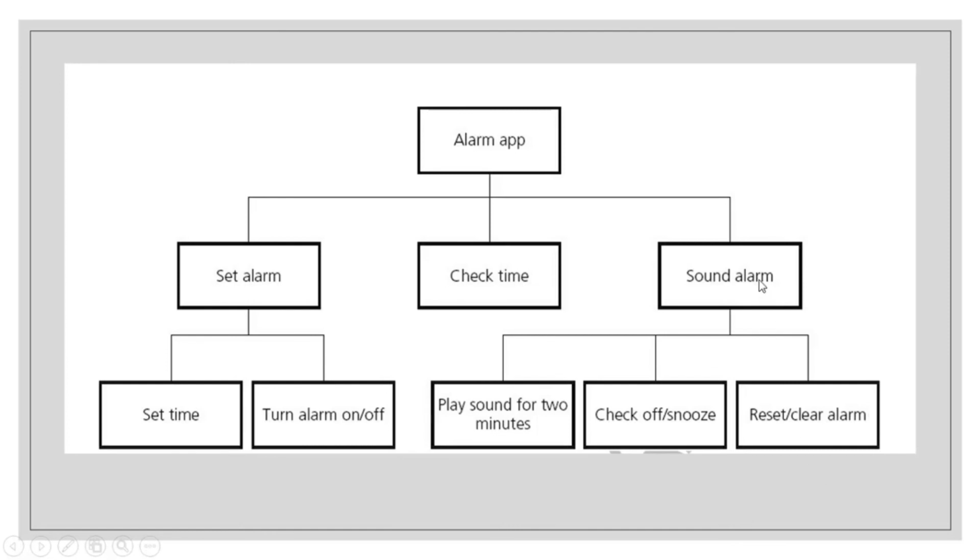For example, sound alarm is quite complex in nature if you try to understand it. But when you look at it, sound alarm is a problem which will involve 3 different functionalities: play sound for 2 minutes, check if it's snoozed, and reset or clear the alarm. You understand the overall problem, which is sound alarm, and each of these problems is going to contribute to solving the difficult problem. So that's about system and subsystem. The main system is the alarm app, and whatever flows down is known as a subsystem. This diagram is known as a structure chart, which we are going to understand in the upcoming lessons.